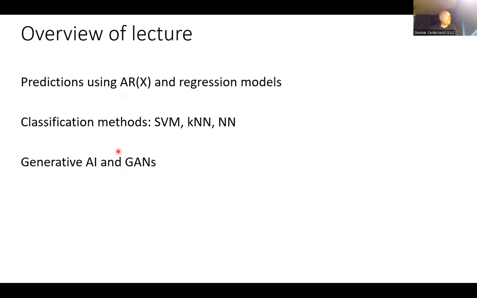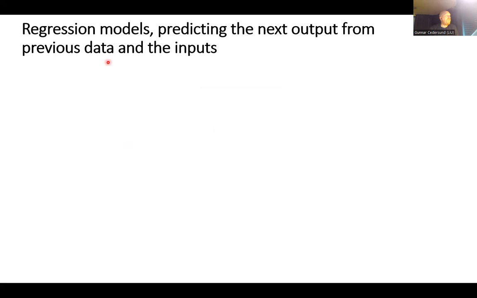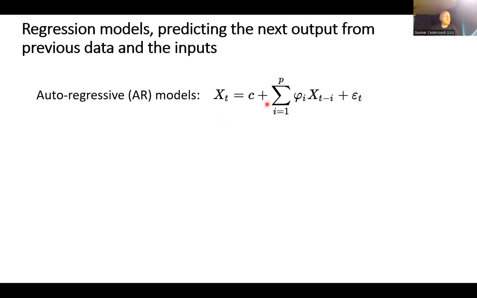So starting with the predictions. In a regression model, you want to predict the next output from the previous data that you have, the previous time points. And if you also have some input, you want to use that input, because what you do to the system would also impact what happens to the system. So you have the previous time points, and those are the regression time points.